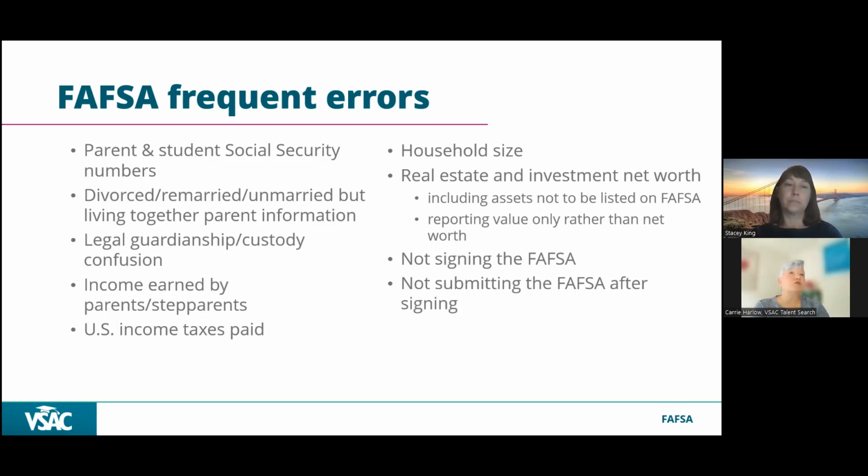Also, with divorced, remarried, or unmarried but living together parents, sometimes there's a lot of confusion around who gets reported there. Legal guardianship and custody is often confused, and you heard me mention that before. That is something that is a common error. Income earned is sometimes a common error. We're hoping that's going to change with more direct information coming from the IRS. For U.S. income taxes paid, sometimes people actually will report a different line number than what they should.